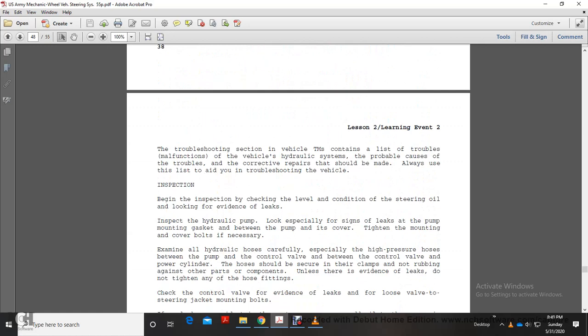In the troubleshooting section of the vehicle TMs, there is a list of the trouble, the faulty function of the vehicle hydraulic system, the probable cause of the trouble, and then the corrective repair that should be made. Always use this list as a guide when troubleshooting the vehicle.